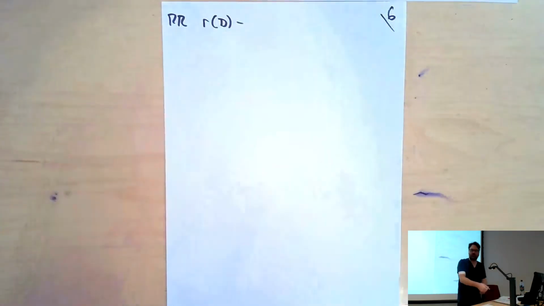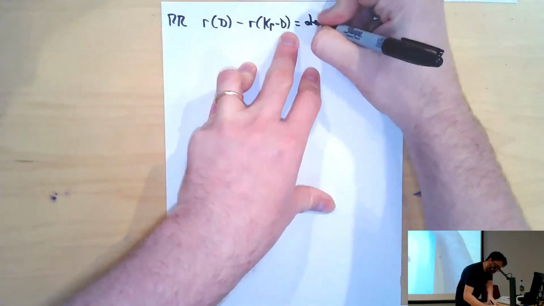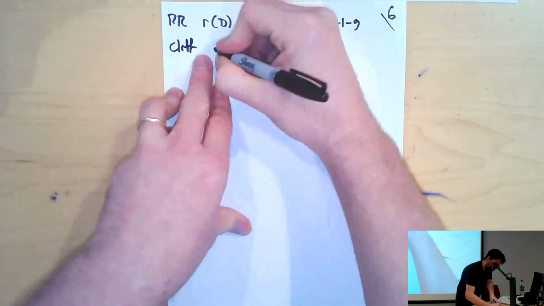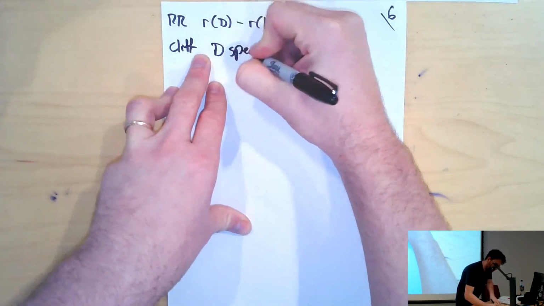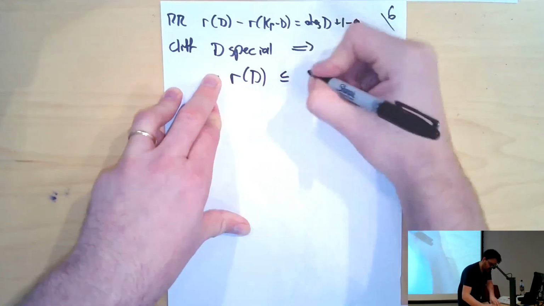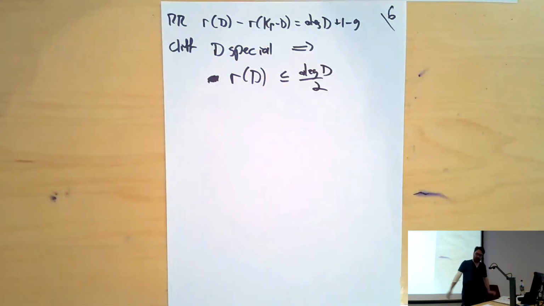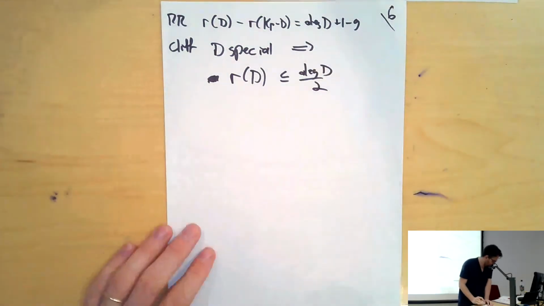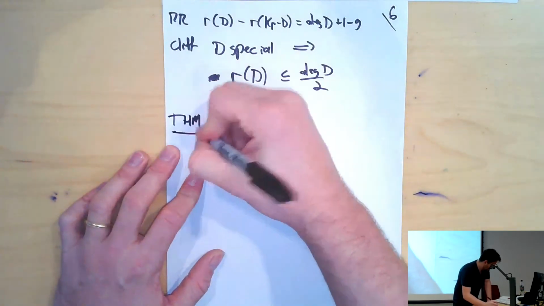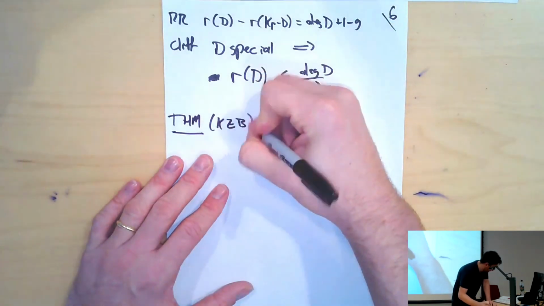Even though there's a -1 when you compare with H naught, there are two -1s. The rank of D minus the rank of K minus D is the degree plus 1 minus g. And then Clifford is, if D is special, then the rank of D is at most the degree over 2. Okay, so I'll justify and motivate these theorems, but first let me show you how, at least in this very special case, this fixes our fiber product of proofs.